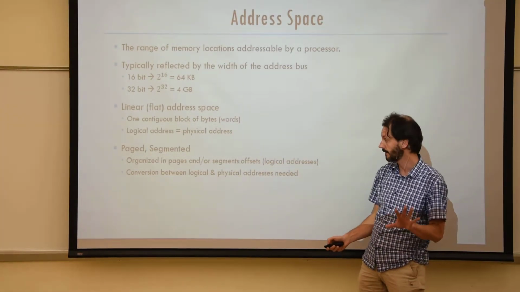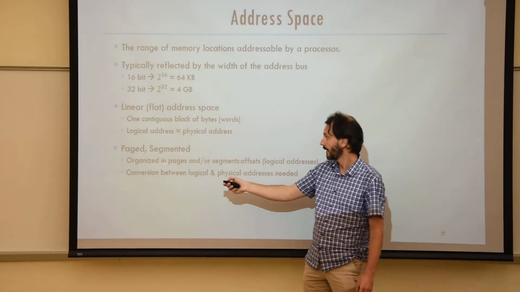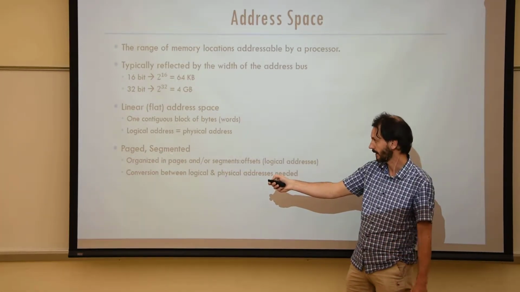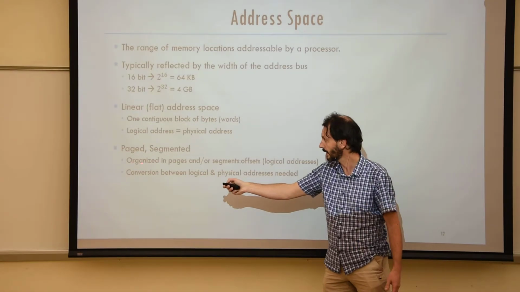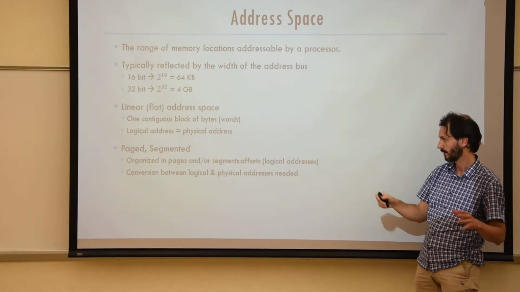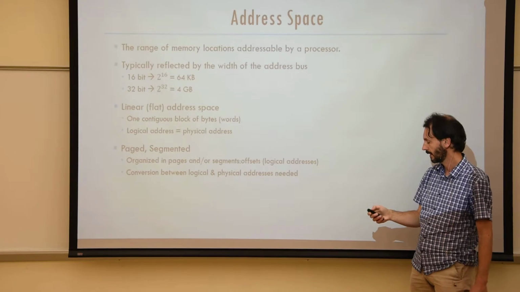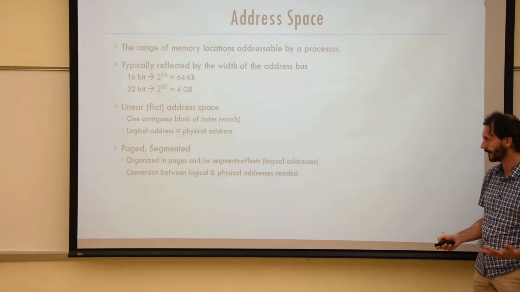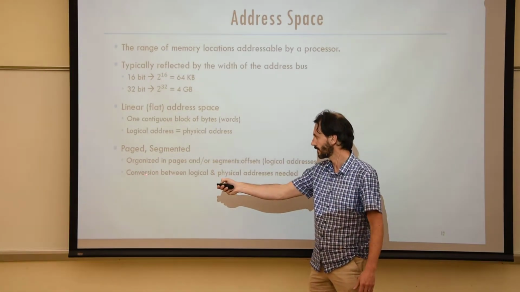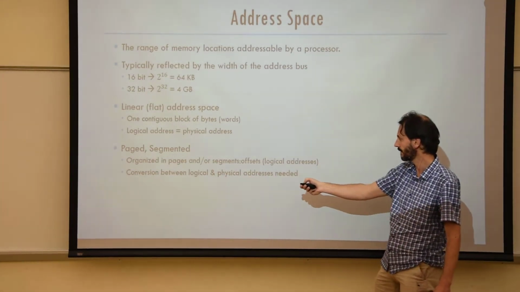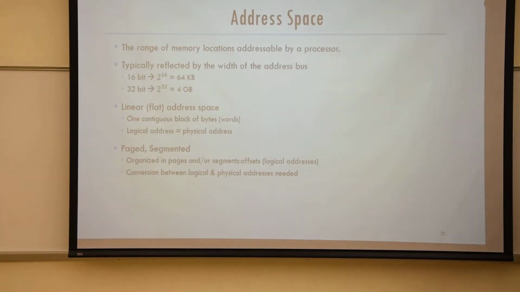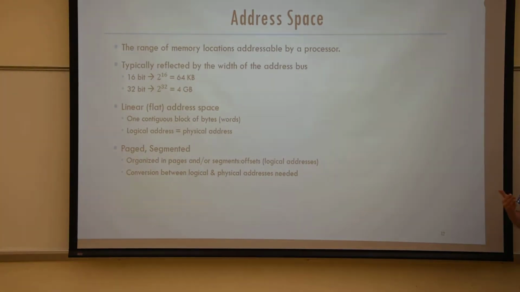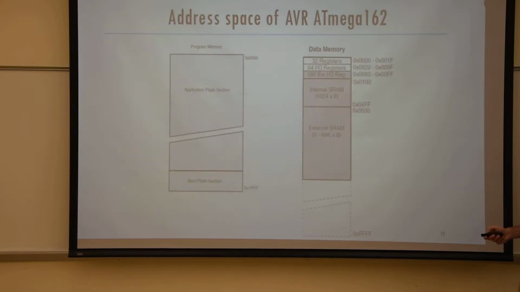We can also have a slightly different situation where we use pages and segmentation. So now we organize the memory into pages or segments with offsets. And the idea is that these pages are going to be your logical addresses, and the conversion needs to be made between the logical and the physical address. So you also need to know where to be in the page and so forth. If you are thinking about it like that, then what you need is an actual address translation unit.